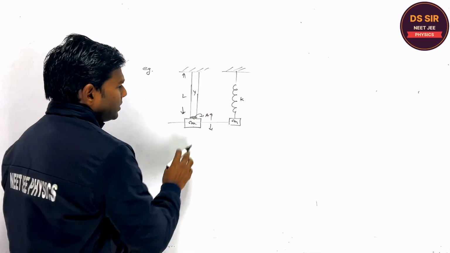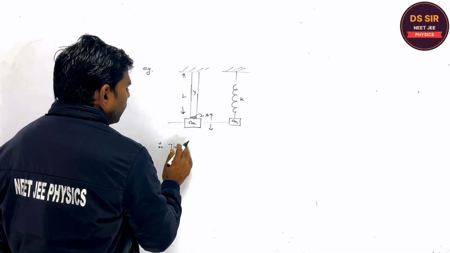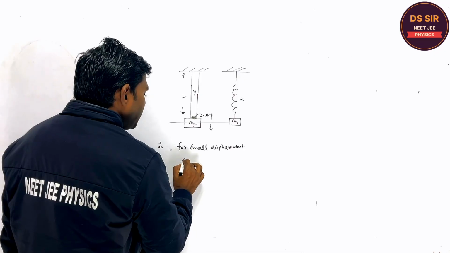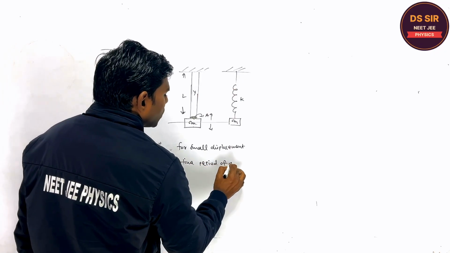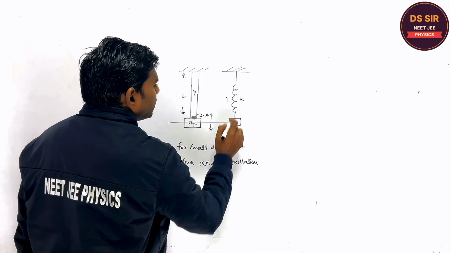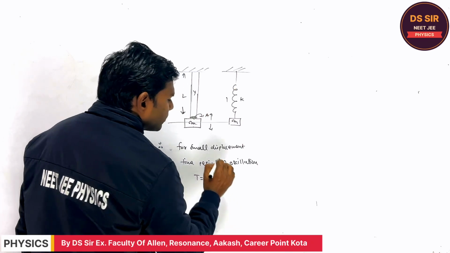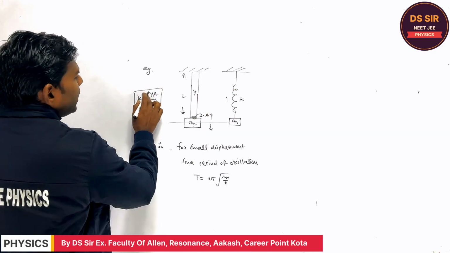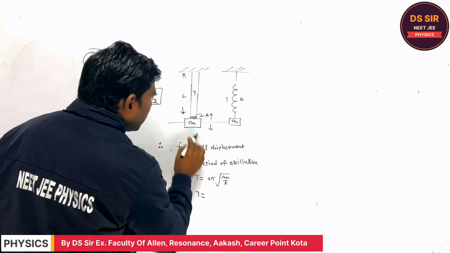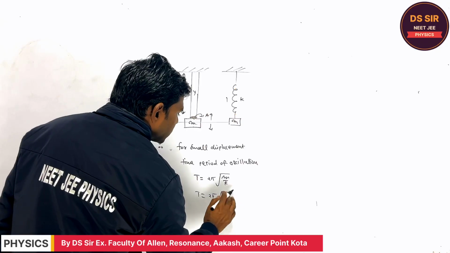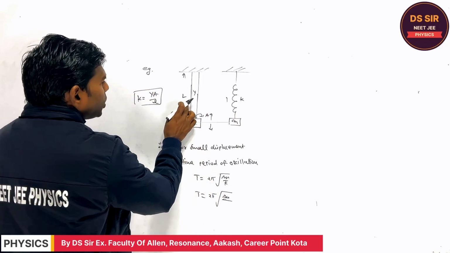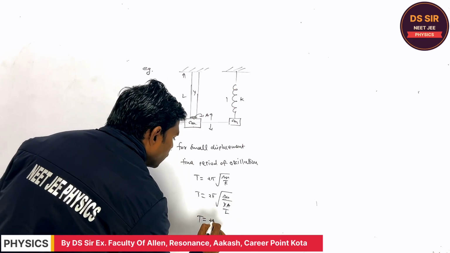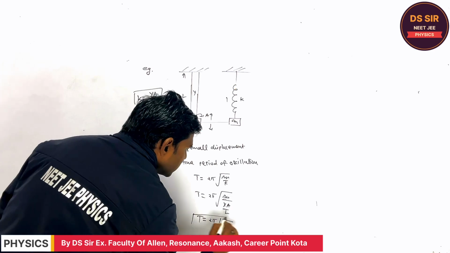So what is the time period for this oscillation? For small displacement, the time period of oscillation is equal to 2π root m upon k. What is k? k is the equivalent spring constant, and it is YA upon L. Is it YA upon L or not, you tell? Yes. So the time period of oscillation for this mass is 2π root of small m, where the equivalent spring constant is YA upon L. So the time period is 2π root of mL upon (Y into A). Is it clear or not?